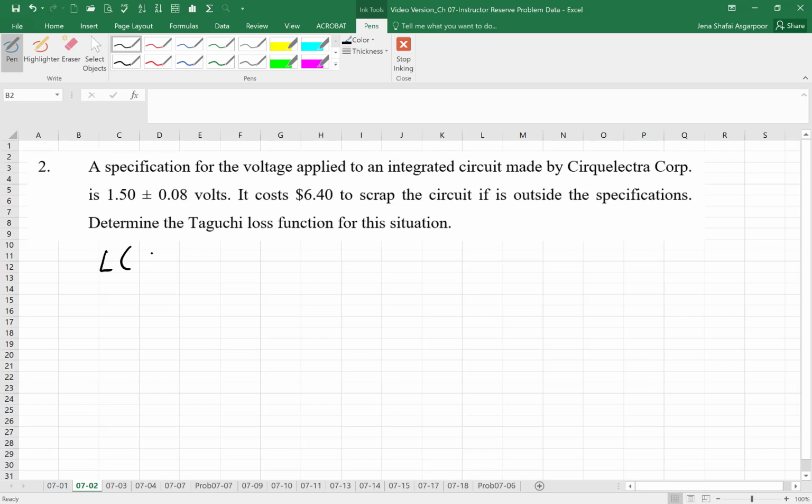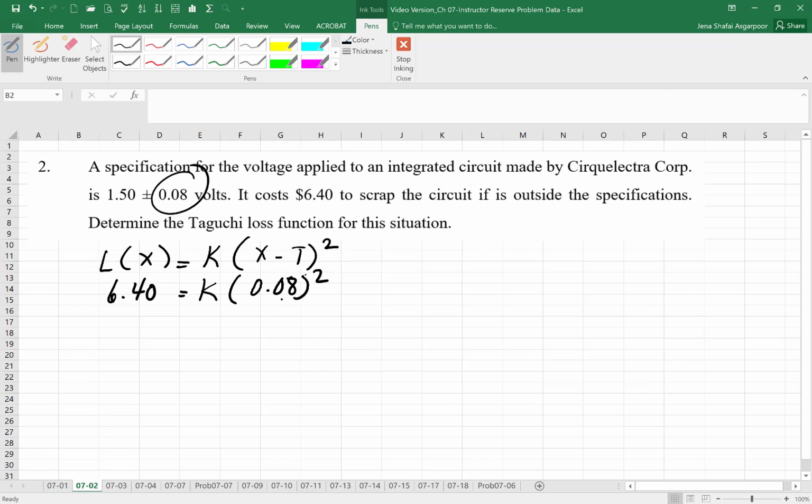Again, our loss function is L(x) equals K times X minus T squared. In this case, we know that our loss is $6.40 per unit. Computing the K, our tolerance is 0.08 squared. So K in this case turns out to be 1000. So our loss function then is 1000 times X minus T squared.